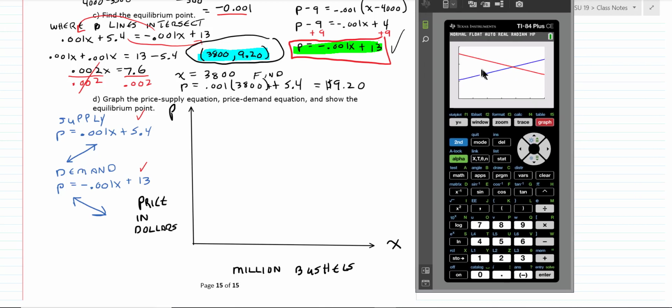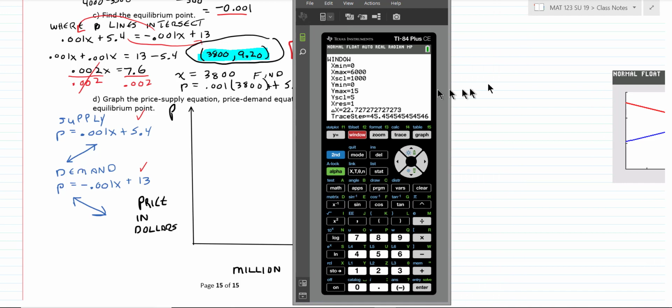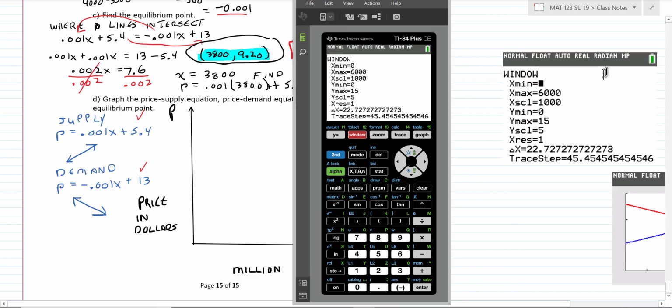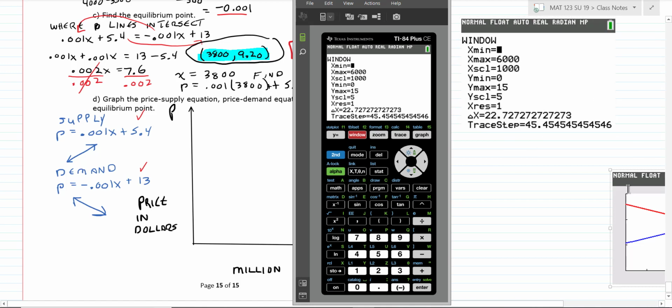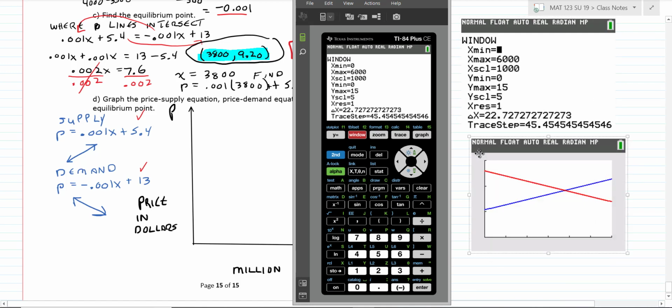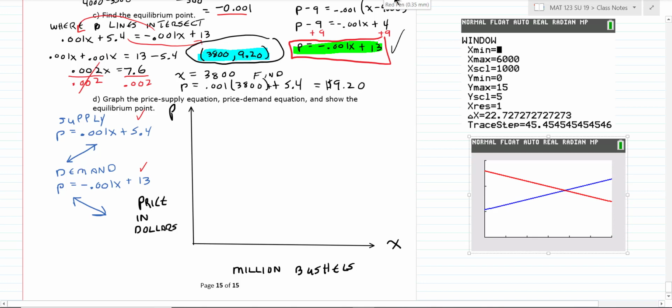I'm going to slide this over. I'm going to do two things. I'm going to put the window over here so you can type this into your calculator. So we have this, and we have this. You want to get that information put in, and then we're going to use our calculator to get a good graph drawn on here.